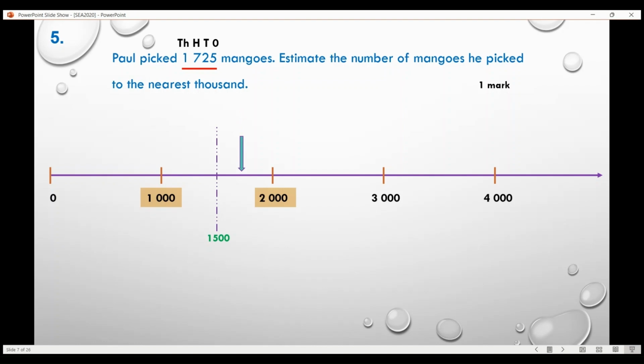If we're estimating it, we're trying to find where it is closer to. We can see that the black curly brackets represent the distance, how far away it is from 1,000, and the red one represents how far away it is from 2,000. The question is asking us to estimate the number of mangoes he picked to the nearest 1,000. So which is the nearest 1,000? Is it the one we're using with the black curly brackets or the red curly brackets? We can see it's closer, it's the red curly brackets. So our answer is 2,000 mangoes.